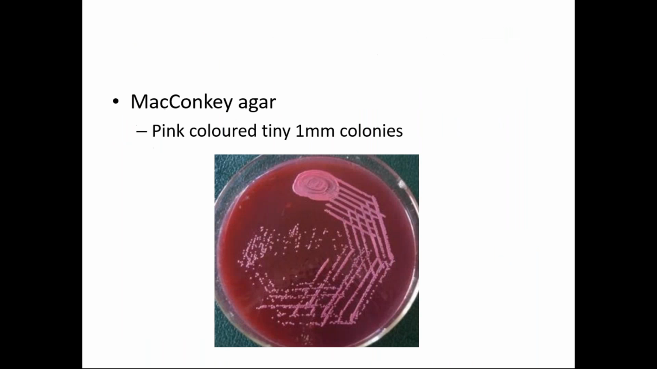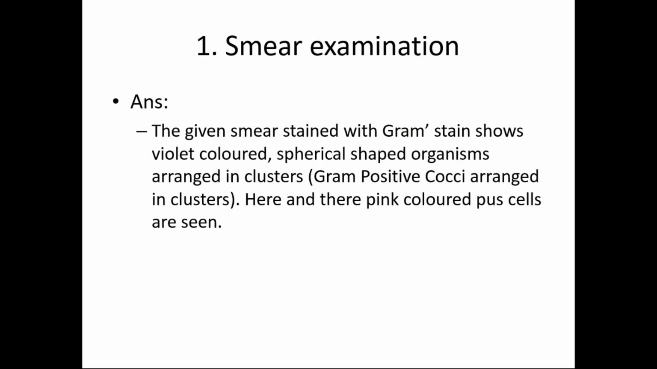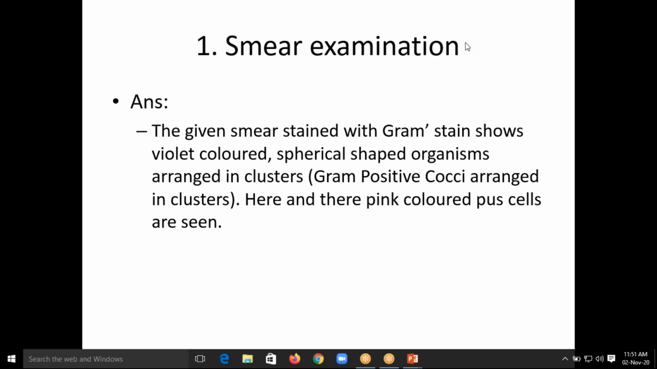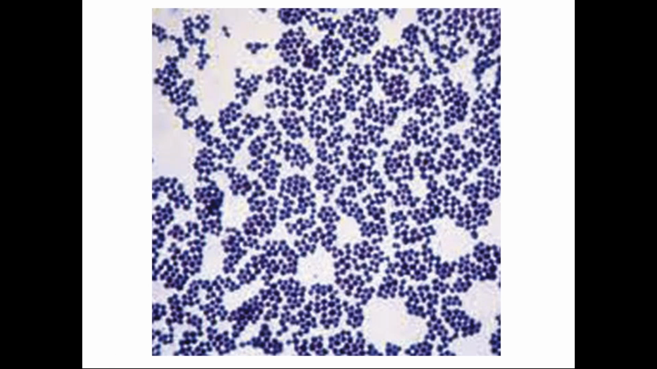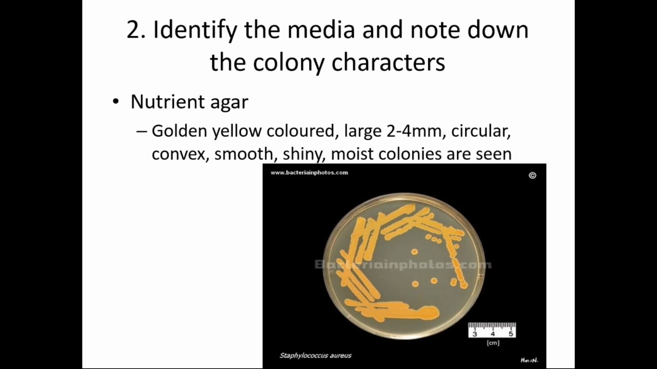Now, once again, come back to the following. So this is Staphylococcus. What is the question here? Pus obtained from a deep muscle abscess. In microscopy, your answer is violet colored spherical shaped organisms. Violet colored spherical shaped organisms means gram-positive cocci, arranged in clusters. Next, you have to draw this diagram: gram staining, gram-positive cocci in clusters.